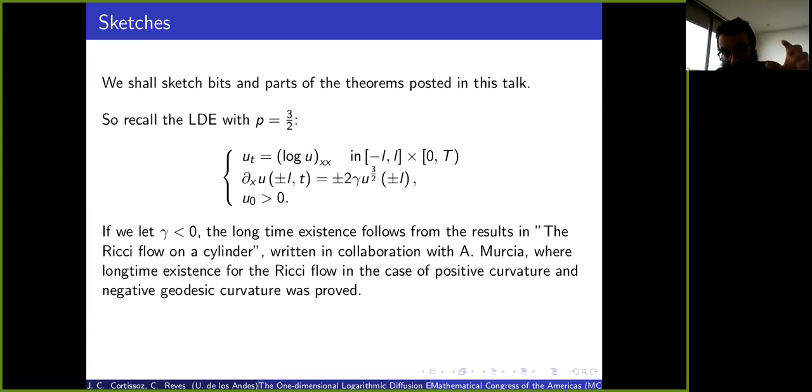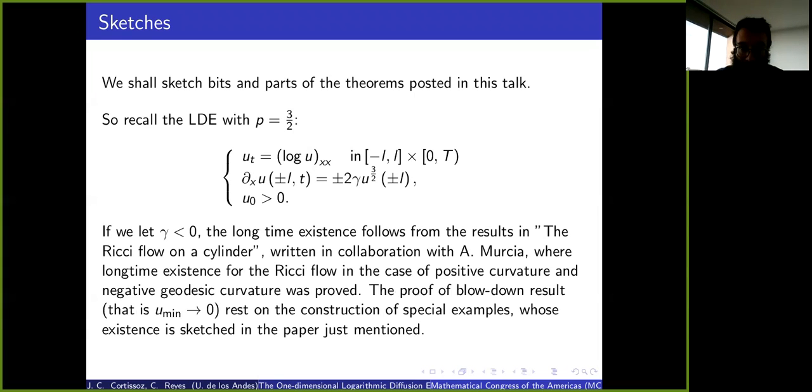So remember that the logarithmic diffusion equation is another way of writing the Ricci flow equation. So using the long time existence for the Ricci flow equation, we end up with a long time existence for the logarithmic diffusion equation. The proof of the blowdown result, remember that this is the case when there is blowdown, requires the construction of some examples that you could also read in that paper. I'm not gonna enter into details, okay? But that part of the theorem was mostly done before. So it was easy, okay?